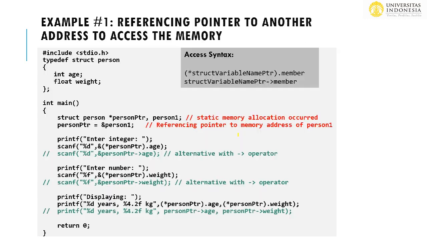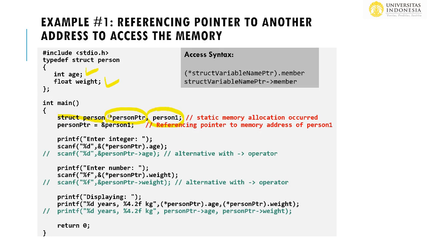Okay, so let's see an example here. In this example, you can see that this is a structure of a person which contains two members, two fields, two data: age in integer format and also weight in float format. Okay, so there is a structure called person, and the structure of person is defined for two variables actually. The first one is the pointer.